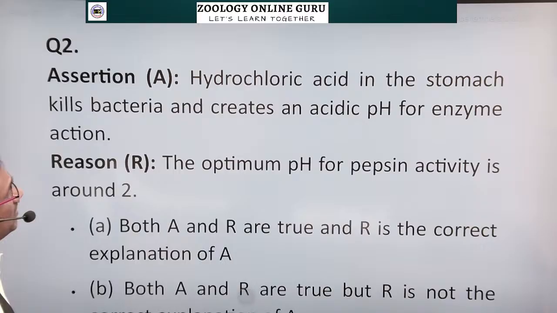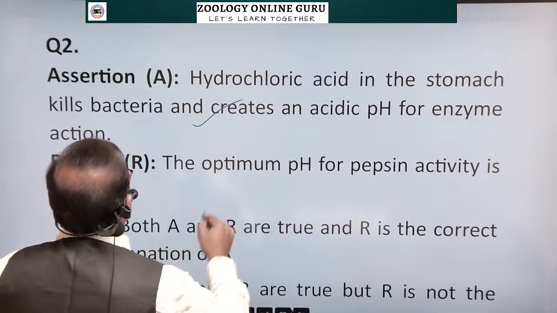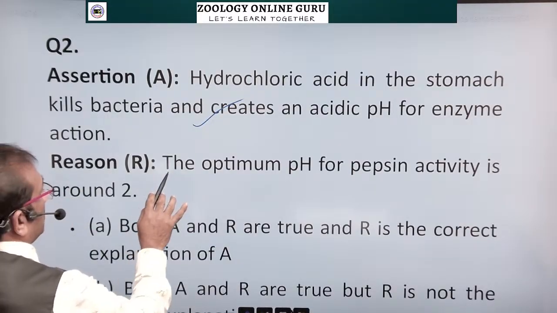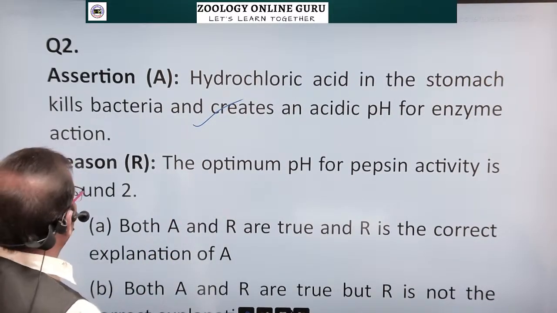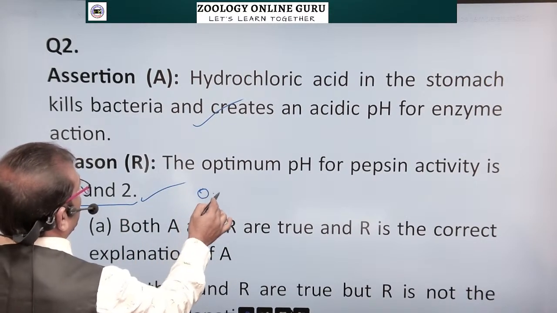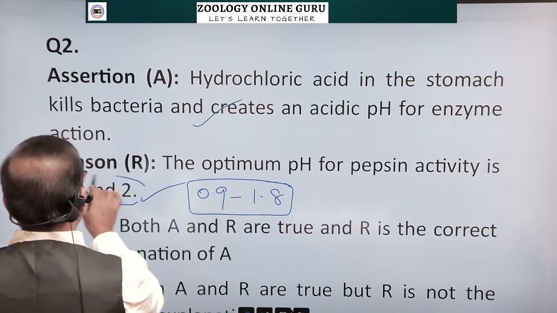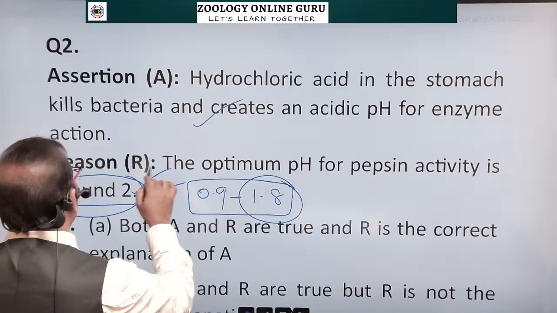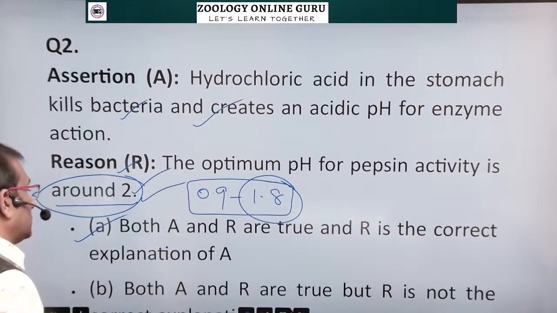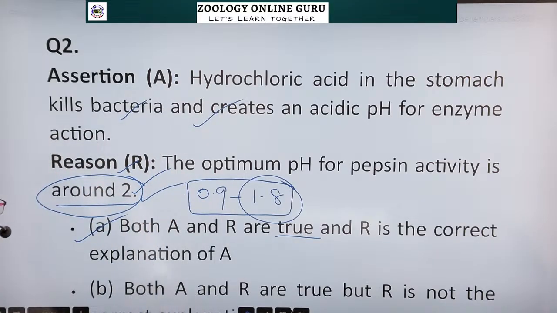Hydrochloric acid in the stomach kills bacteria and creates an acidic pH for enzyme action. Yes, correct. Reason: the optimum pH for pepsin activity is around 2. Good, because the stomach gastric juice pH is 0.9 to 1.8, so around 2. Both A and R are correct, and R is the correct explanation of A. Option A is the correct answer.